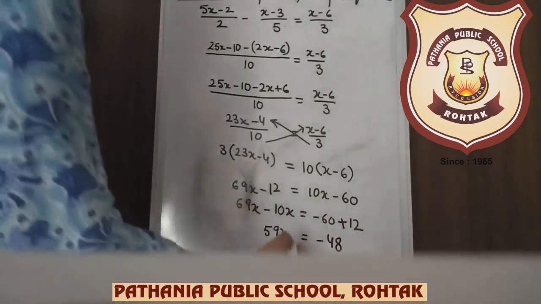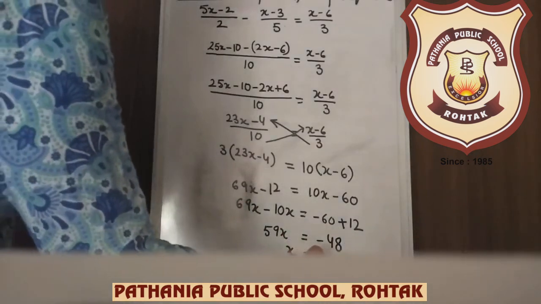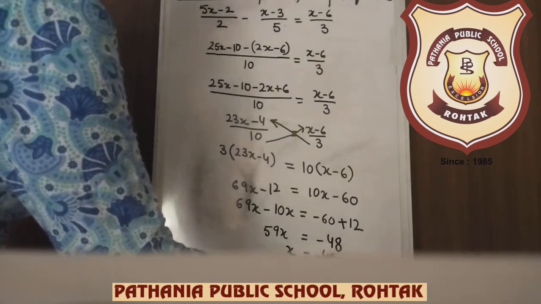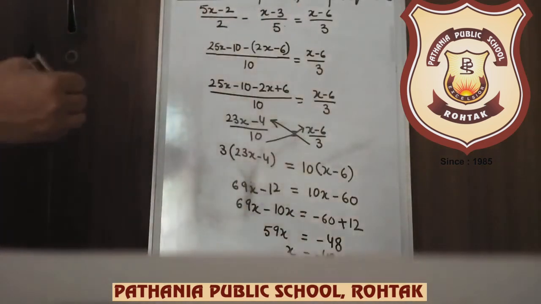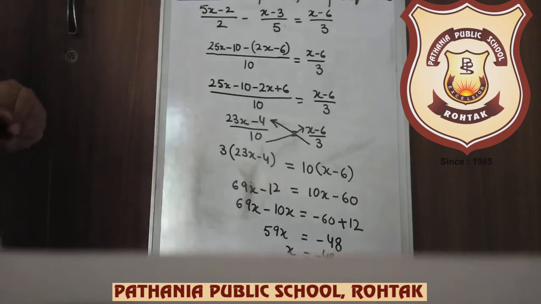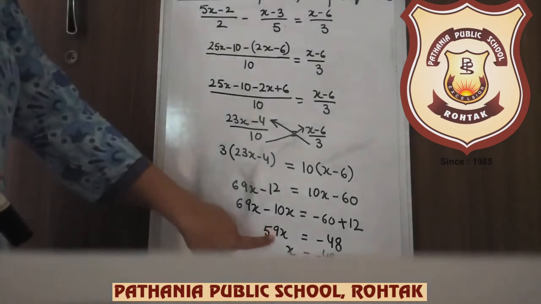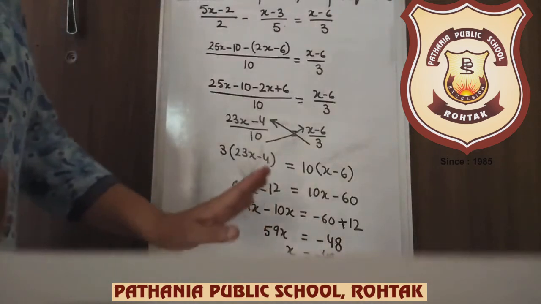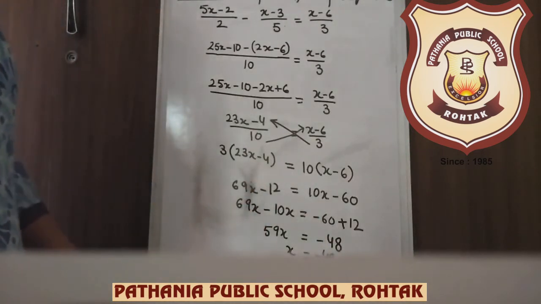Clear? And what will be the value for x? Minus 48 upon 59. Is it clear to everyone? It is multiplied on this side, so it will get divided and we further cannot reduce. So my answer is minus 48 upon 59. So in this manner you are going to solve your equations.